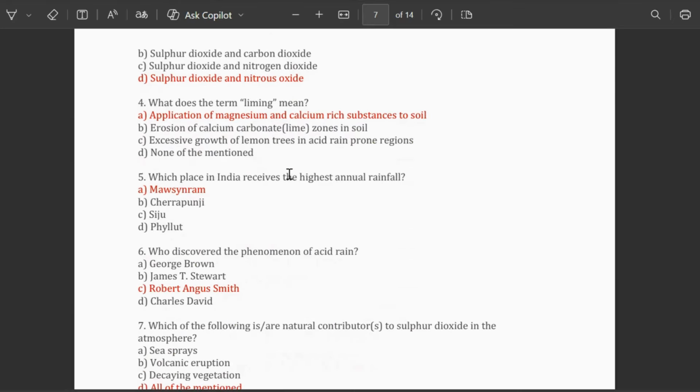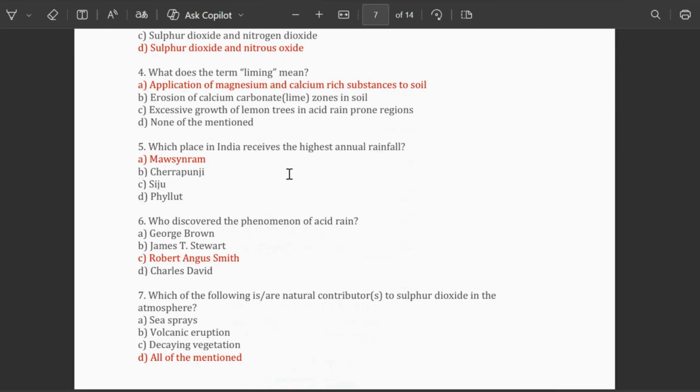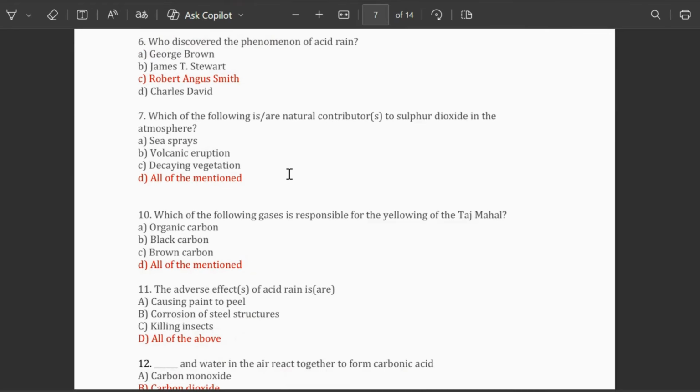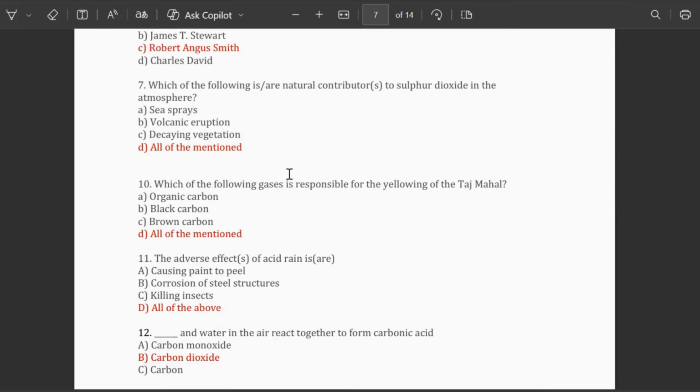What does the term liming mean? Application of magnesium and calcium rich substances to soil. Which place in India receives the highest annual rainfall? Ram. Who discovered the phenomenon of acid rain? Robert Angus Smith. Which of the following is a natural contributor to sulfur dioxide in the atmosphere? All of the above: volcanic eruption, sea sprays, decaying vegetation.